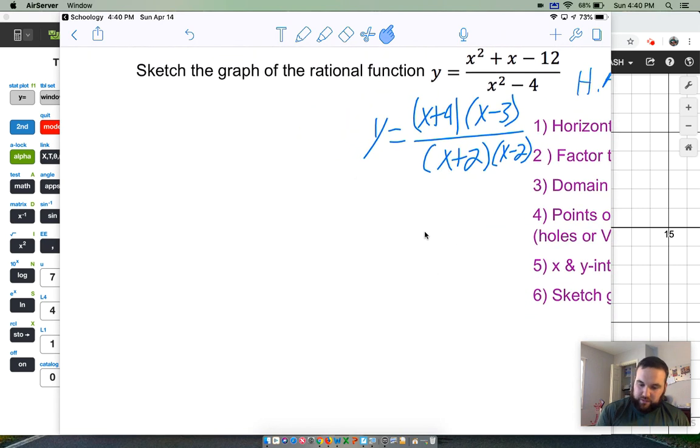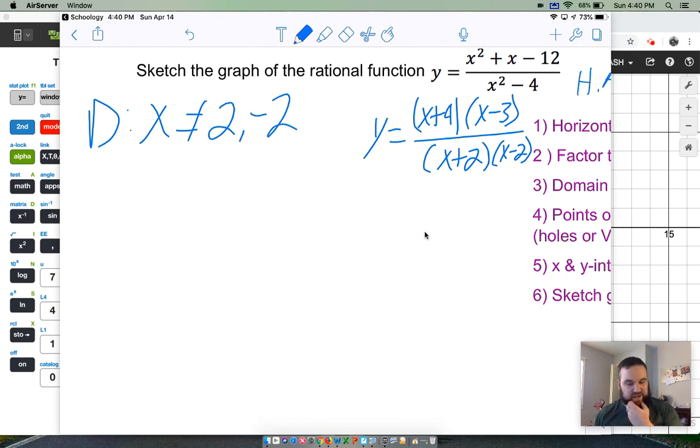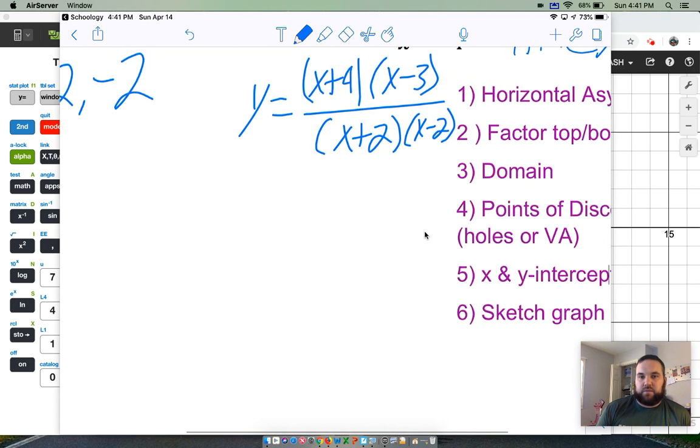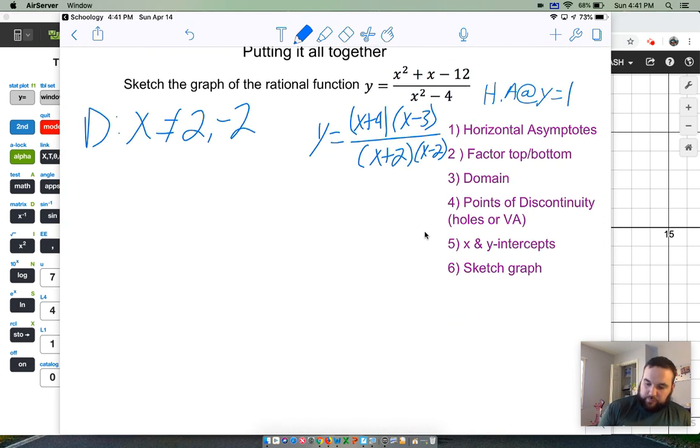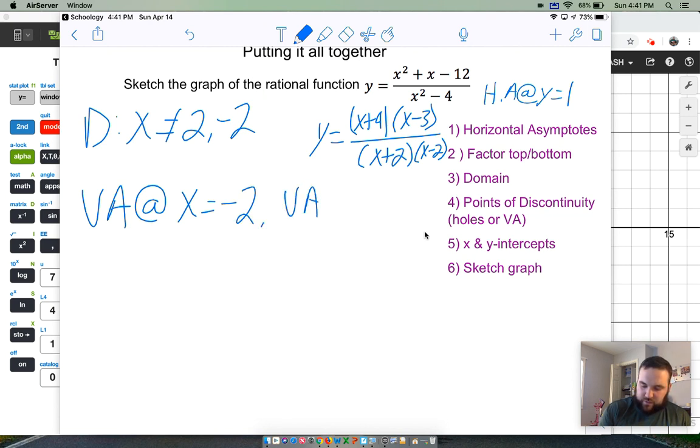What's my domain? Well, I know that the domain is x cannot be 2 or negative 2, because I'd be dividing by 0. Neither one of those is removable because I don't have an x plus 2 or an x minus 2 in that numerator. So they are both vertical asymptotes. I have a vertical asymptote at x equals negative 2 and a vertical asymptote at x equals positive 2.